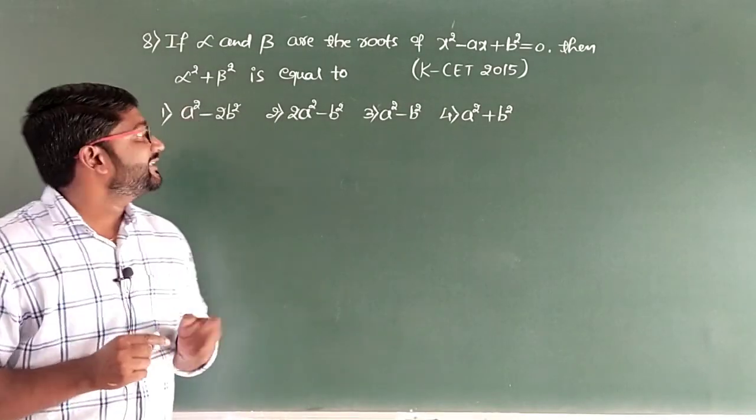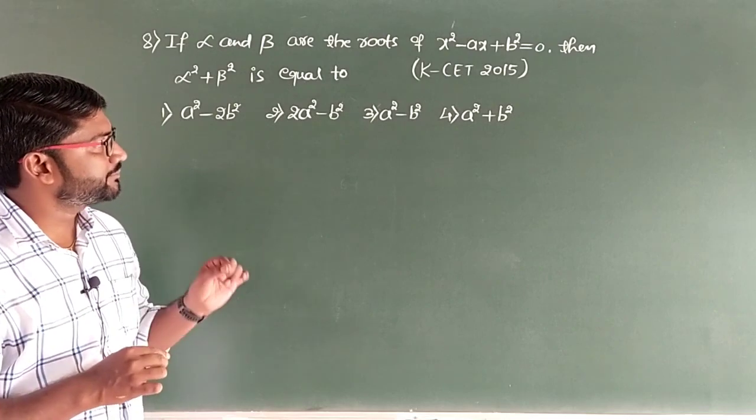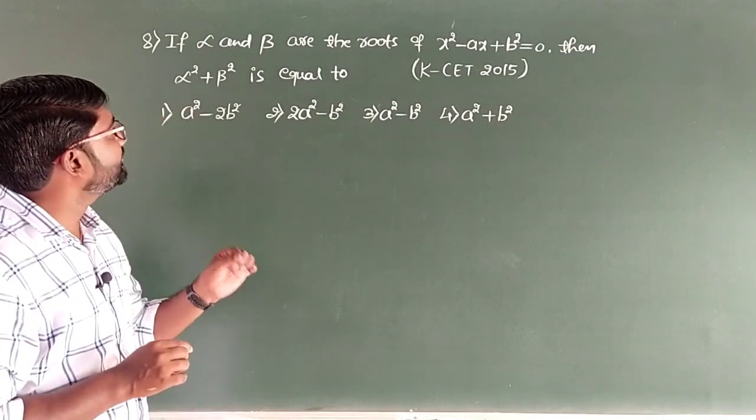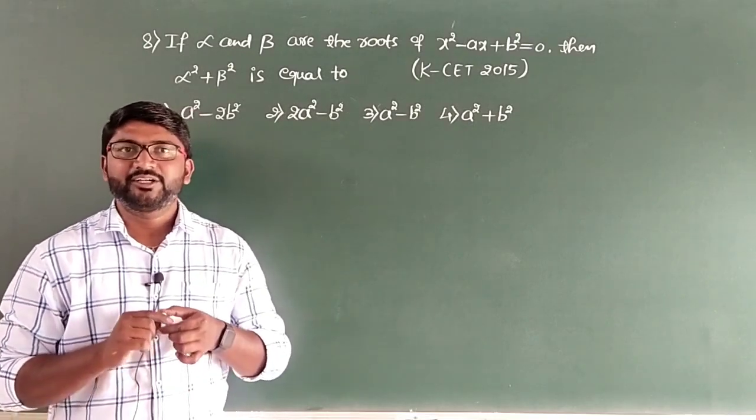Well, question number 8. If alpha and beta are the roots of x square minus ax plus b square equal to 0, then the value of alpha square plus beta square is equal to, and this question was asked in Karnataka CET 2015.